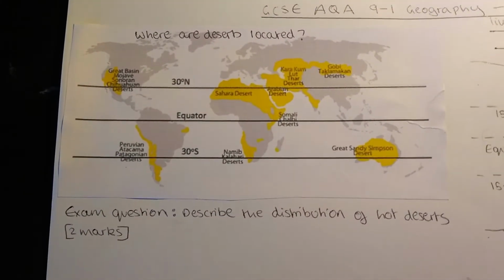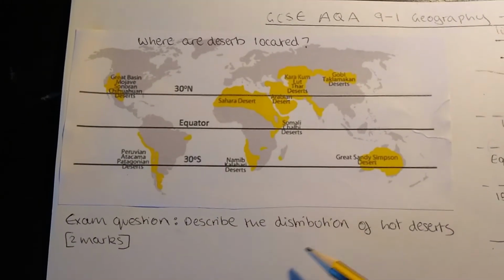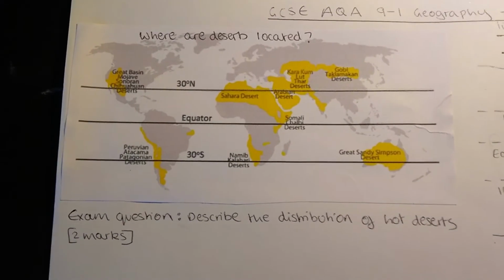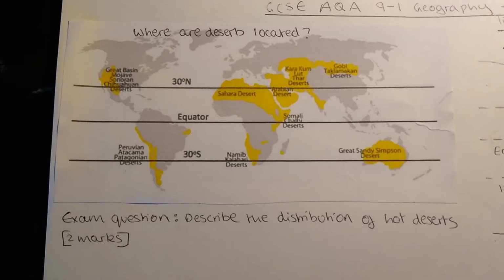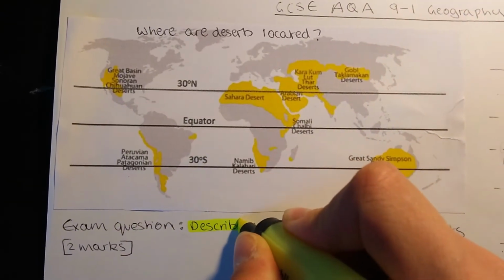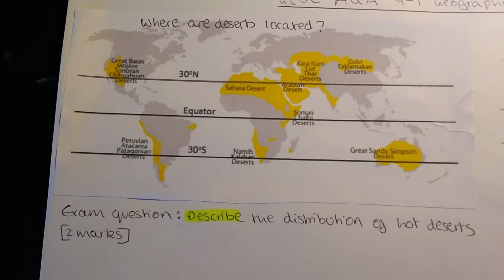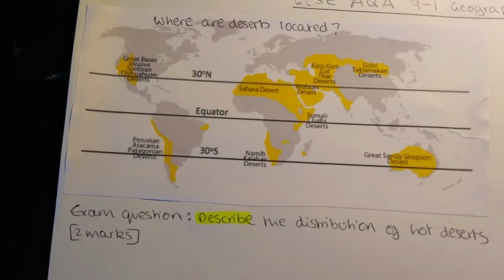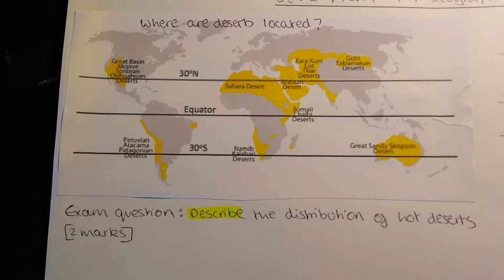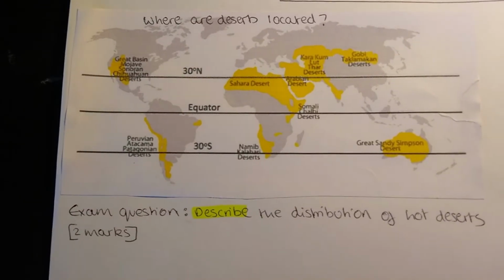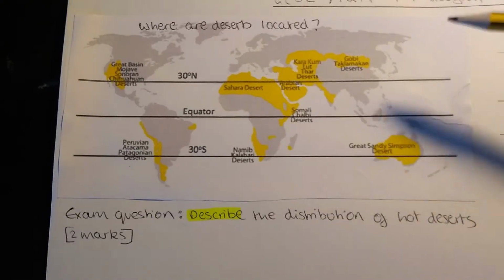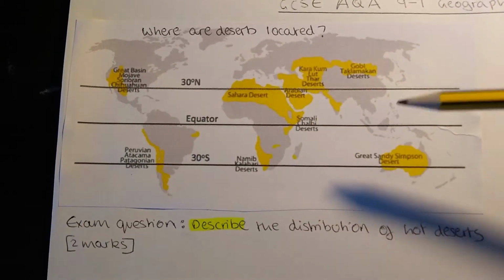Now, here we have a past exam question which says, describe the distribution of hot deserts. So first we're going to be looking for the exam board keyword, which is describe. According to the exam board, describe wants you to give an account of a phenomenon. In other words, according to the mark scheme, you can credit statements about the distribution of hot deserts using information from the map.